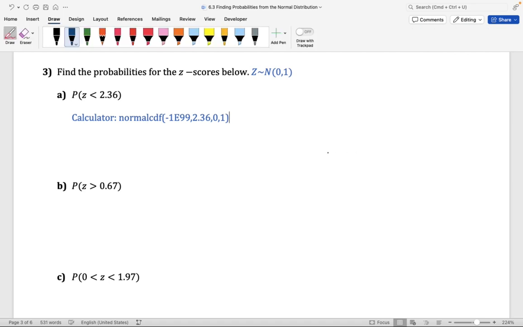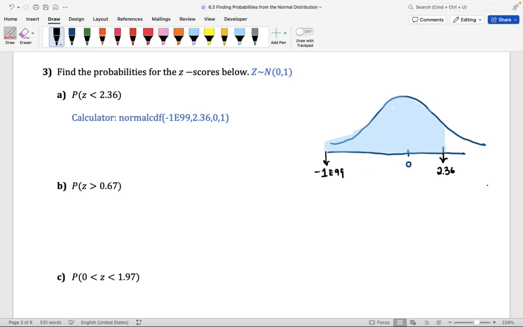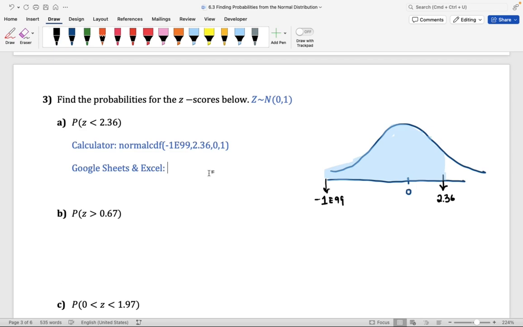Now again, if it helps, go ahead and draw the curve. At the center, we have mu equal to 0. We are finding the area below 2.36. That is why we're going from a really large negative value all the way to 2.36. Now, if you're using Google Sheets and Excel, you would write equal norm.dist. You would provide the x value, 2.36, the mean, the standard deviation, and then you would write true. Remember, this function is going to give you the area to the left of 2.36. That is the area you're wanting to find.